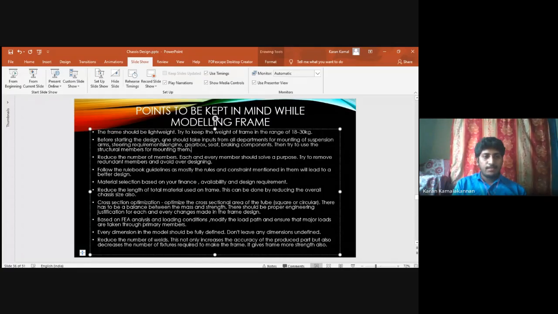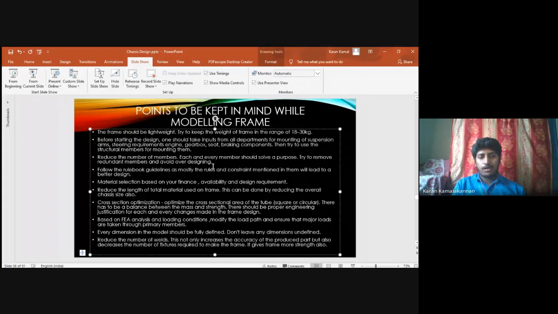Next, before starting the design, as I told earlier, one should take input from all the departments on the mounting of suspension arms, steering requirements, engine position, gearbox, seat, braking components. Then only you should think about what kind of structural members to use, and then model. And reduce the number of members. Each and every member should serve a purpose.